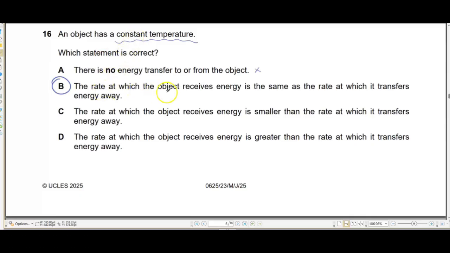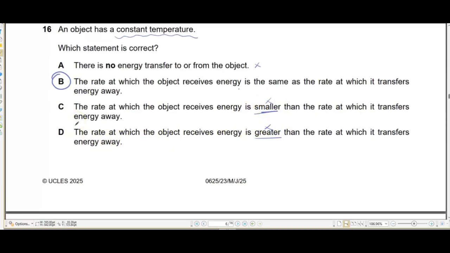The constant temperature means that the object is receiving energy at the same rate at which it is transferring it away. So this is the correct option. Let's go through C and D as well. The rate at which the object receives energy is smaller than the rate. No, smaller will not be the case, it has to be the same, and greater will not be the case either, it has to be the same. So B is our correct option.